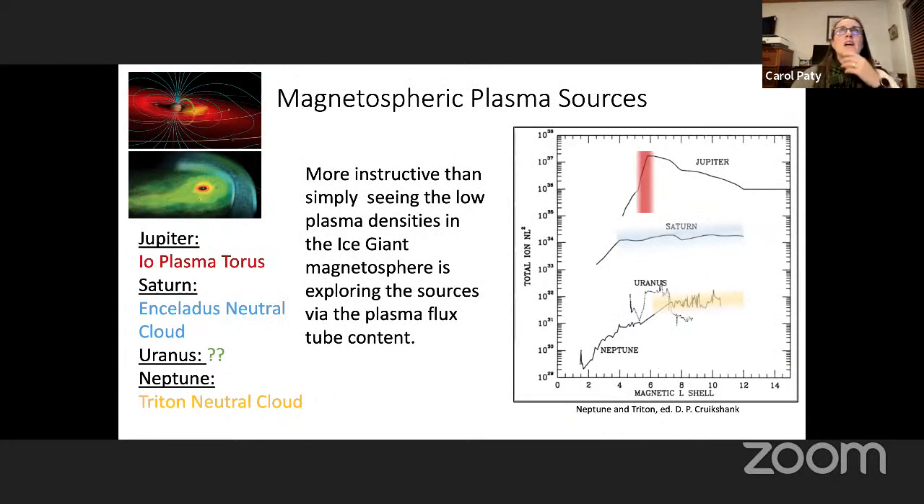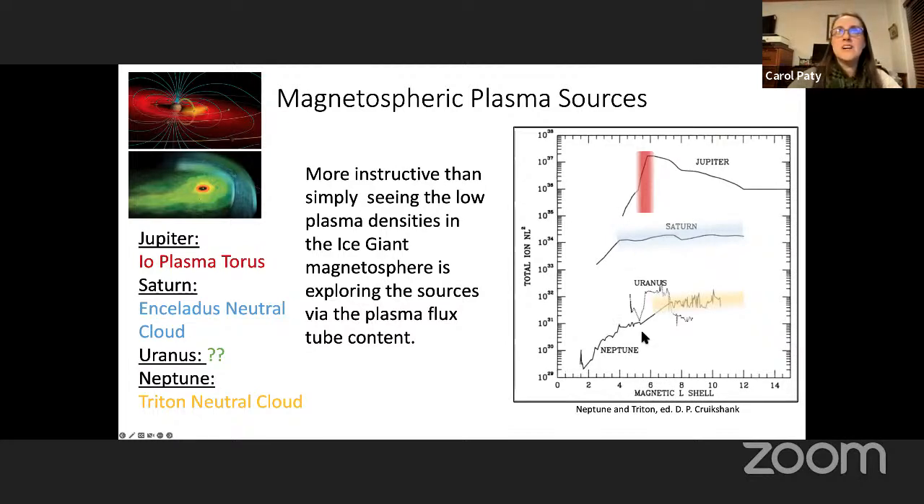And so if we look characteristically at the amount of plasma inside of each of these magnetospheres, we've got Jupiter here with a very localized, intense plasma source, that's Io. We've got Saturn with a diffuse source from the E ring and Enceladus's plumes, but it's diffuse because that material comes out cold and neutral, and it takes a while to get ionized. So it's distributed over radial distance away from Saturn. Magnetic L shell just means radial distance in the magnetic equator.